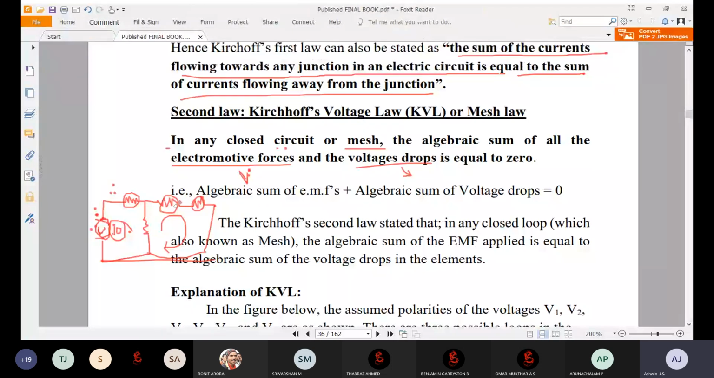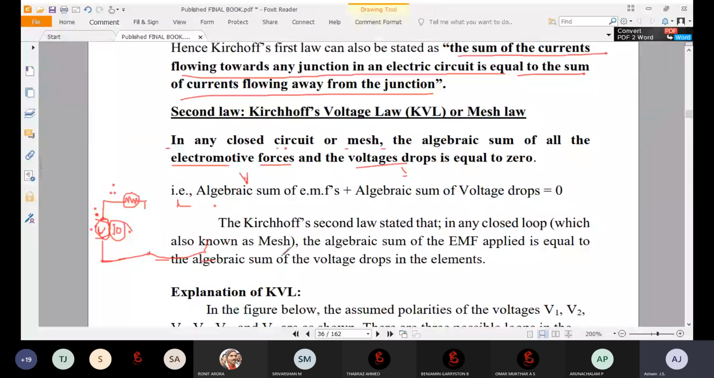So this is the second law. This law we will use in order to find the voltage drop occurring at each and every component. In the previous case, it was used to find the current. Based upon the current, I am able to analyze the circuit, and here I'm going to analyze the circuit using the voltage law.